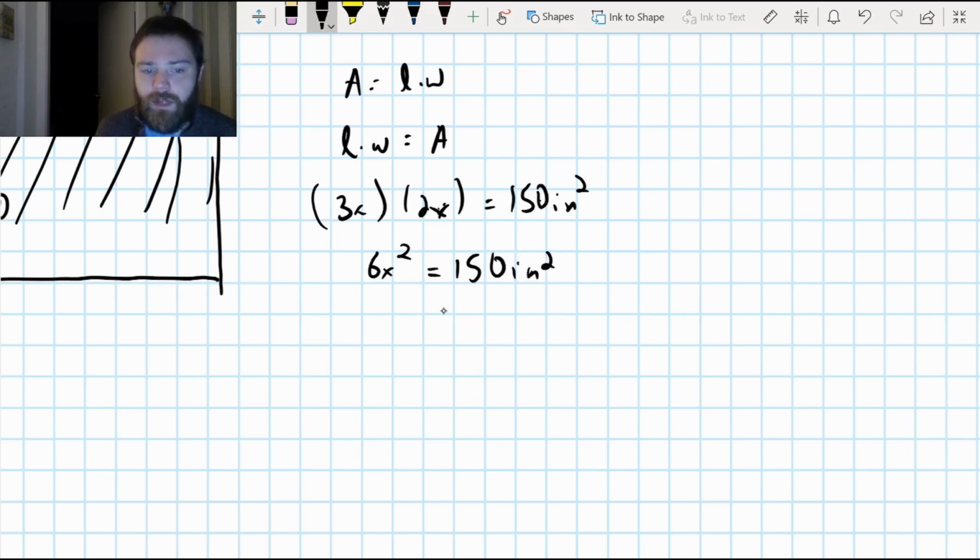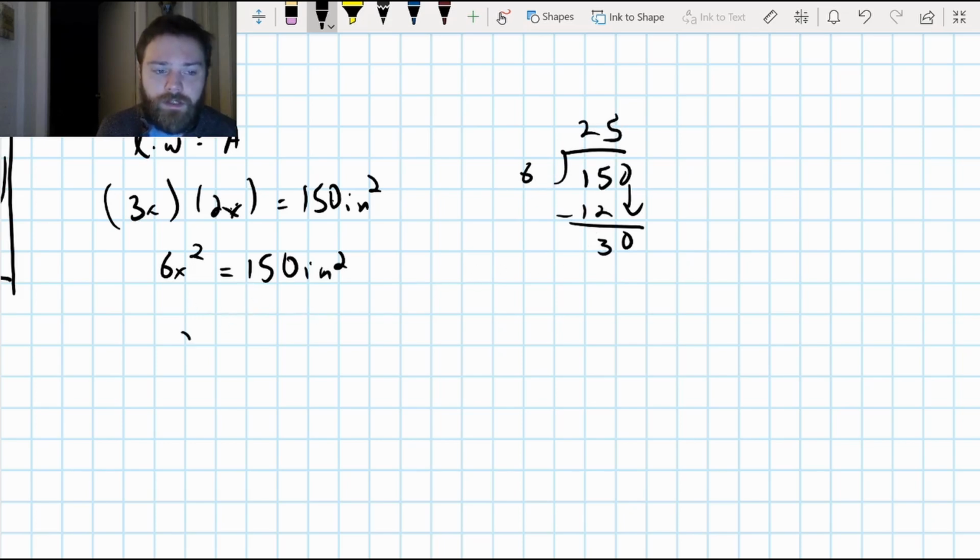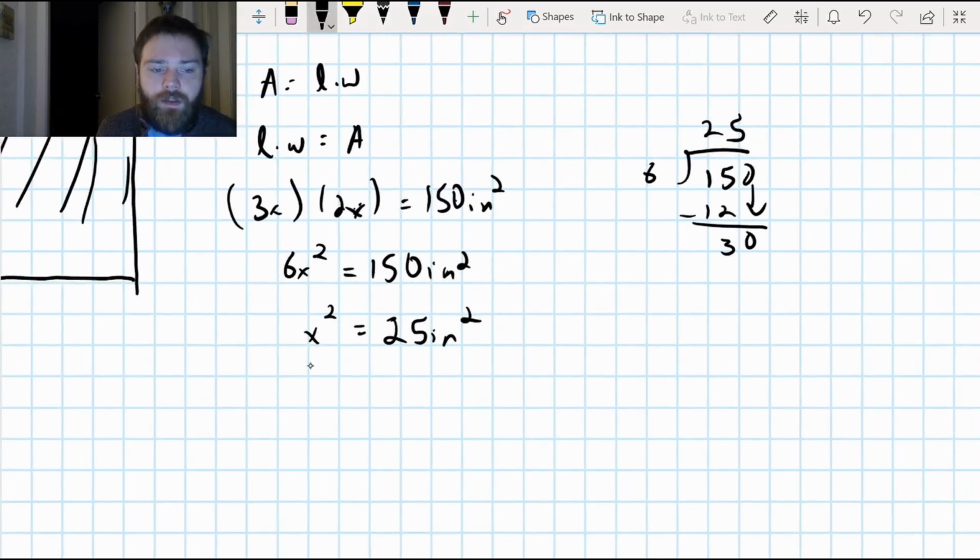And then I divide both sides by 6. You can do that over here. So 6 goes into 15 2 times. 3 comes down, so subtract 15 minus 12 is 3. 0 comes down. And then 6 times 5. So 150 divided by 6 is 25 inches squared. My bad, 25 inches squared. And then if I solve this out, I get x is equal to plus or minus 5.